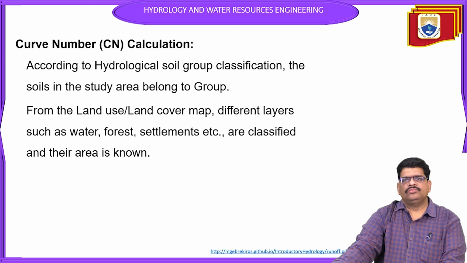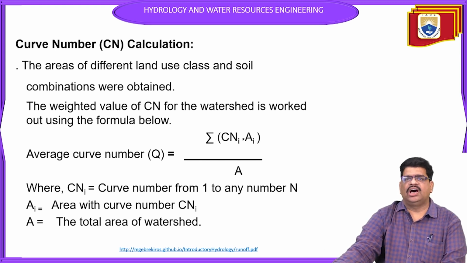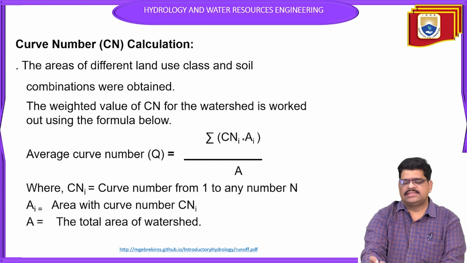From this, the curve number can be allotted. Let us see the curve number calculation. Here, see the curve number calculation. The composite CN is equal to sigma CNi into Ai by A.